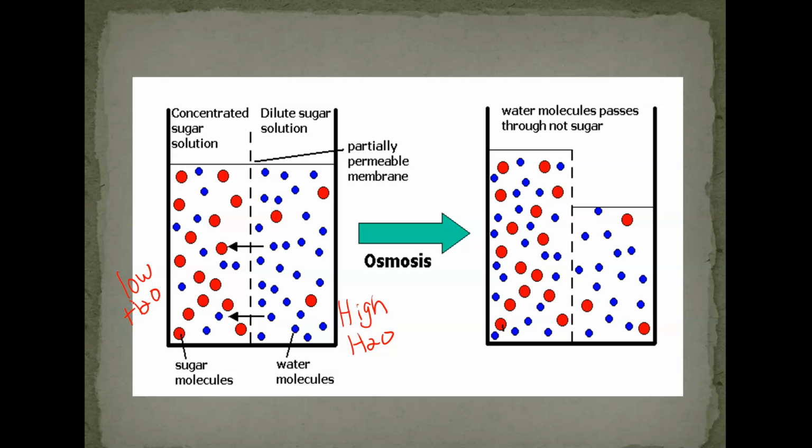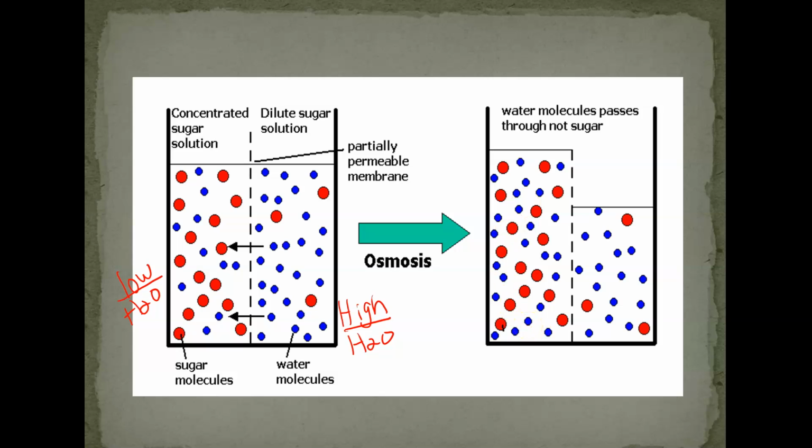So what's going to happen with osmosis? We're going to move from high to low water concentration until we have equal water on this side and on this side. So the water level itself has changed, but we have equaled out the amount of water on this side to the amount of water on that side.